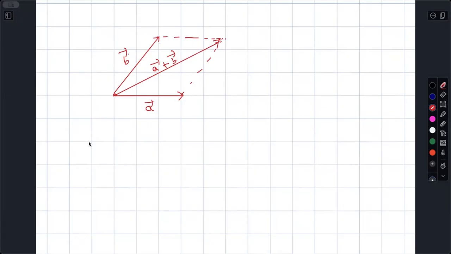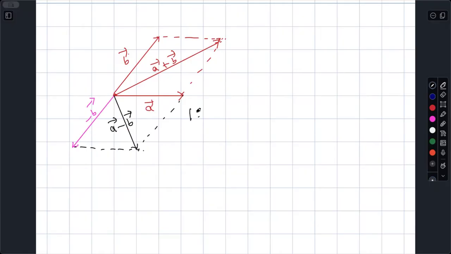How to define A bar minus B bar? Simple. Now, A bar minus B bar is what you want. What is minus B bar? Magnitude same as B bar, exactly opposite in direction. Which means now you require the resultant of these two vectors. So the resultant of these two vectors will be nothing but A bar minus B bar.